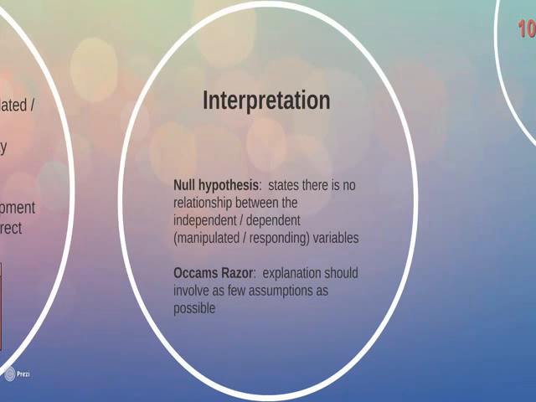Finally, we look to interpret the results. And hopefully we always get some sort of results, but there are cases where you have a null hypothesis, that there is no relationship between the independent and dependent or manipulated and responding variables. Oftentimes we will be looking or expecting to get a result, and that can be a dangerous thing in science. If you have a null hypothesis, it's just a null hypothesis that needs to be acknowledged in the scenario.